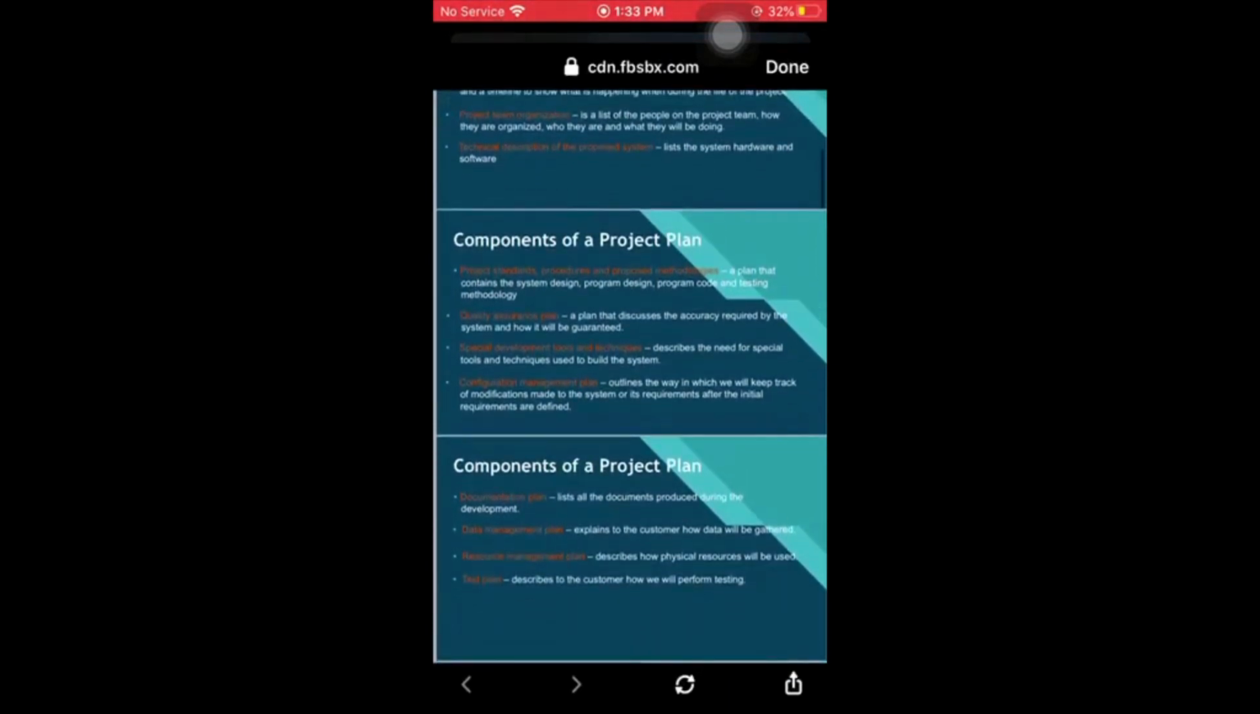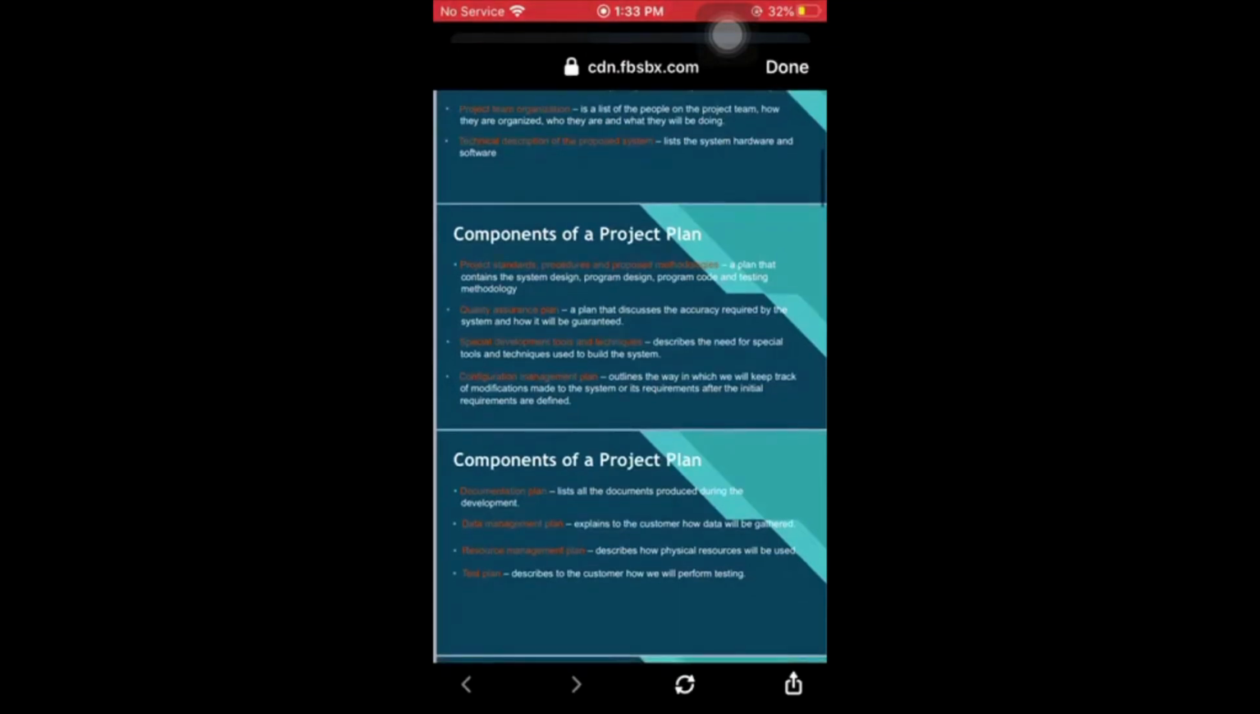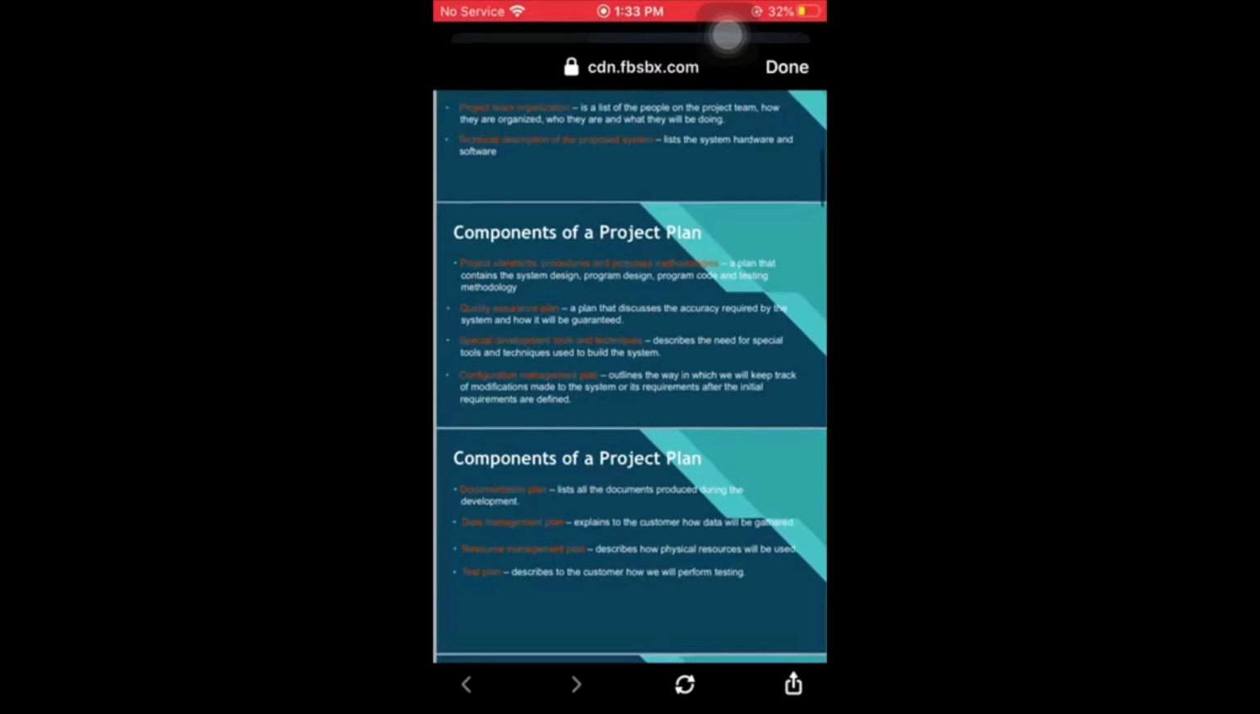Components of a project plan: project standards, procedures, and proposed system methodologies. A plan that contains the system design, program code, and testing methodology. Quality assurance plan: a plan that discusses the accuracy required by the system and how it will be guaranteed. Special development tools and requirements: describes the need for special tools and techniques used to build the system. Configuration management plan outlines the way in which we will keep track of modifications made to the system or its requirements after the initial requirements are defined.